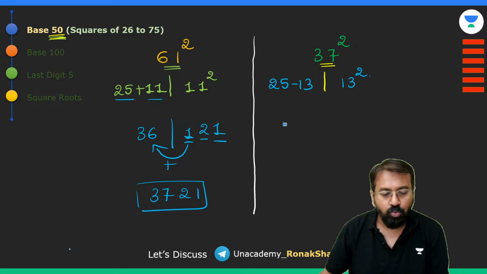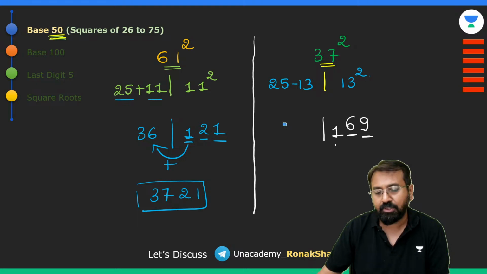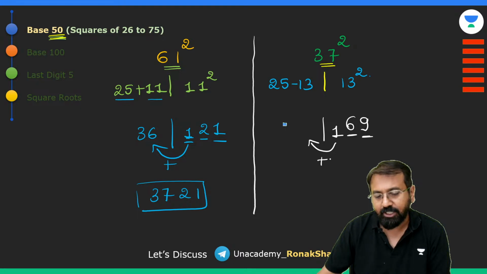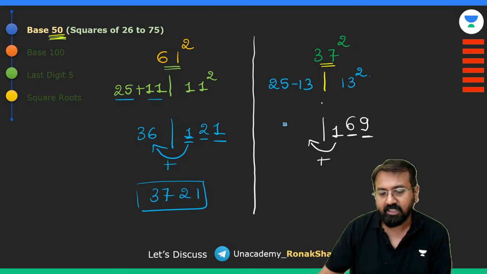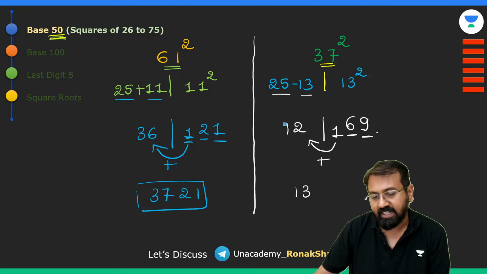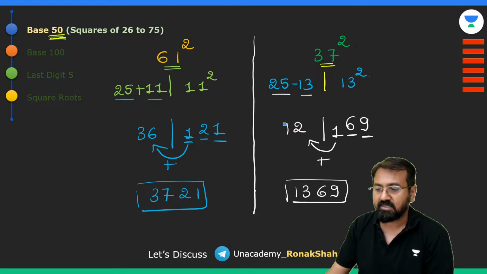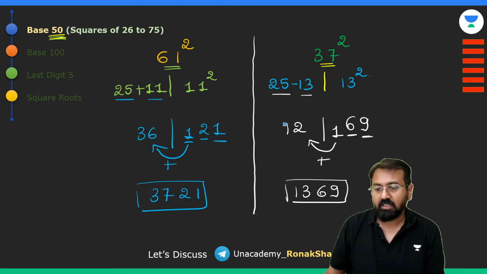Now guys, what is 13 square? So 13 square is 169. So you'll keep 69 over here. This extra digit will be carried over to the left part, correct? Now what is the left part? 25 minus 13, it's 12. 12 plus 1 is 13, and then 69 as it is. So your answer, the square of 37, will be 1369. Everyone, is this clear?